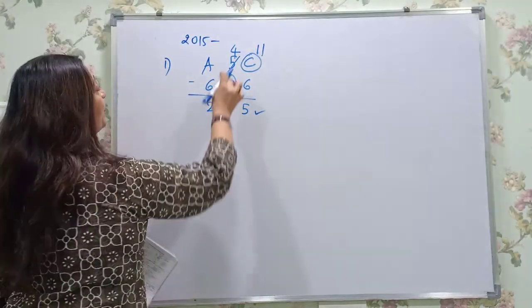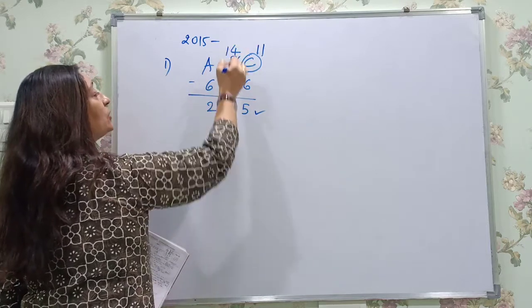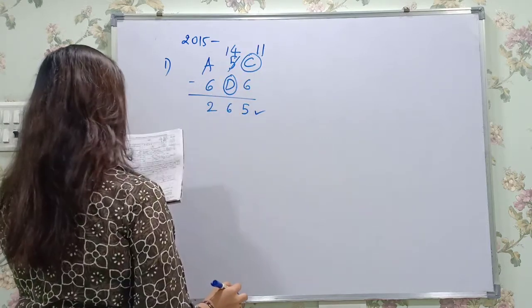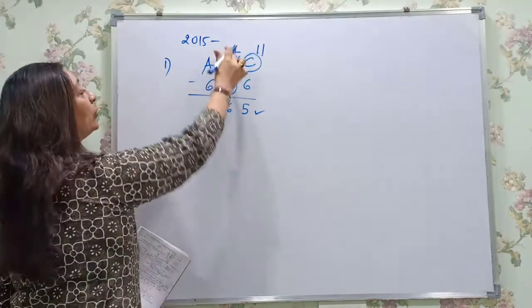Right. Now what is 4? 14 minus what is 6? Now we need to borrow here. So 14 minus what is 6? 14 minus 8 is 6. Right, 14 minus 8 is 6.